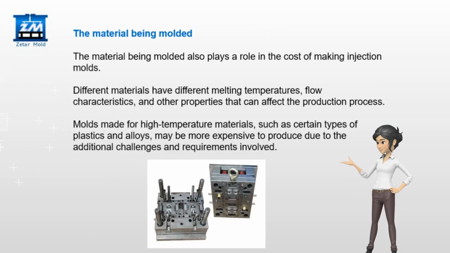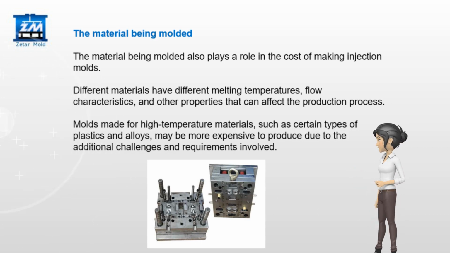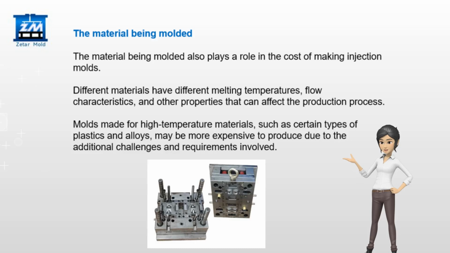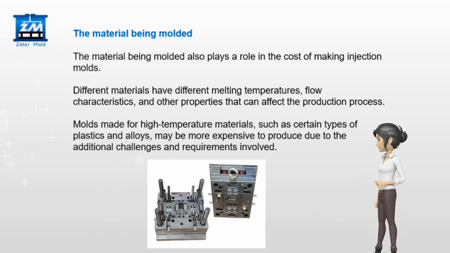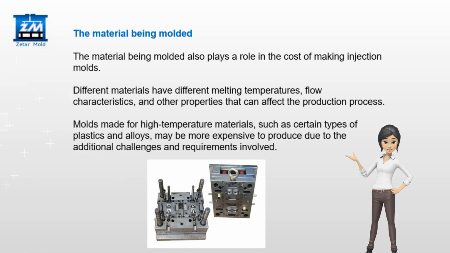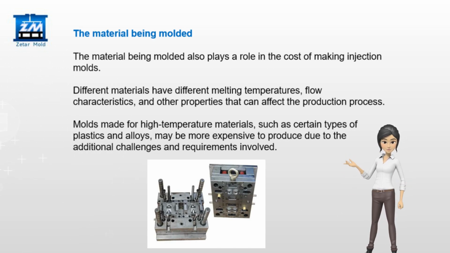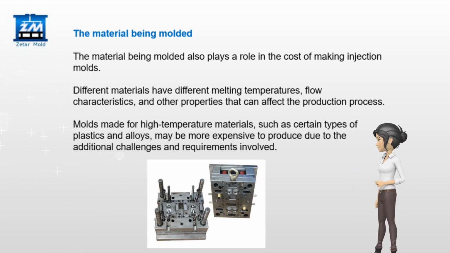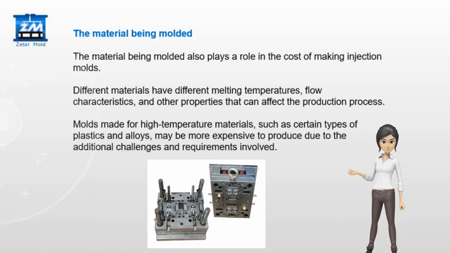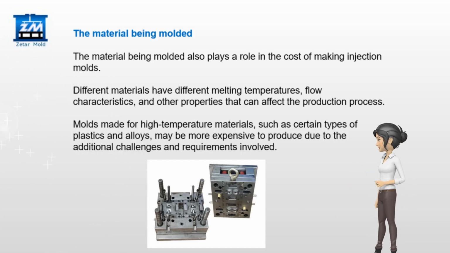The material being molded. The material being molded also plays a role in the cost of making injection molds. Different materials have different melting temperatures, flow characteristics, and other properties that can affect the production process. Molds made for high-temperature materials, such as certain types of plastics and alloys, may be more expensive to produce due to the additional challenges and requirements involved.